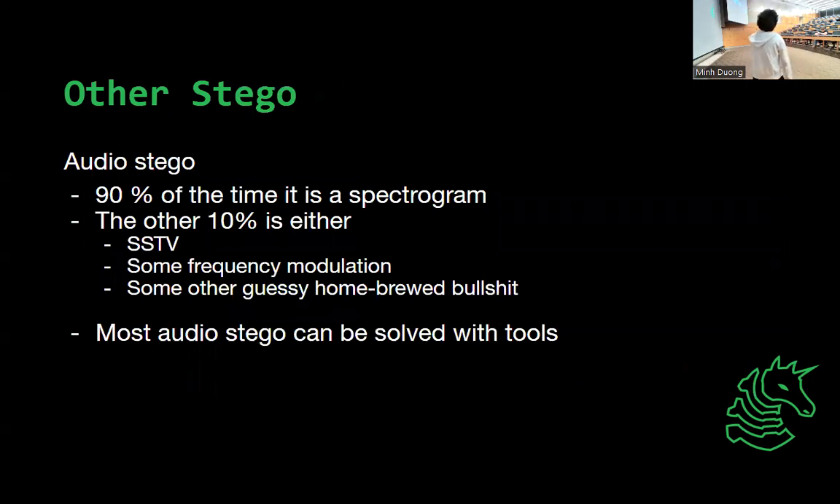Other steganography, there's audio stego. 90% of the time it's a spectrogram. If you view the spectrogram of the audio file, it'll show an image, which is kind of fun, but also kind of boring. The other 10% is either SSTV, some frequency modulation, or some random homebrew stuff. It could also be Morse code, and then you just run it through a Morse code decoder. That's fine. And most audio stego can just be solved with tools and things like that.